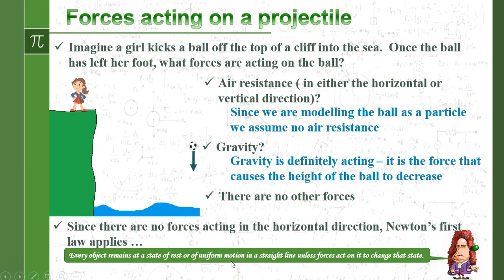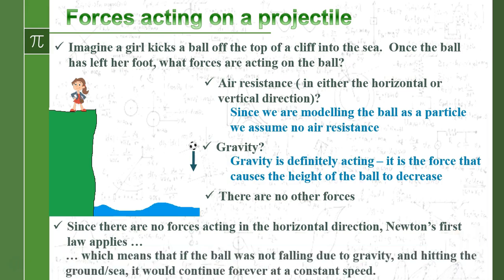So essentially the velocity at which it leaves the girl's foot is going to be constant throughout this entire motion, which basically means in our particular model, if the ball wasn't being acted on by gravity and didn't hit the ground, it would just keep going in the horizontal direction forever and ever at a constant speed.